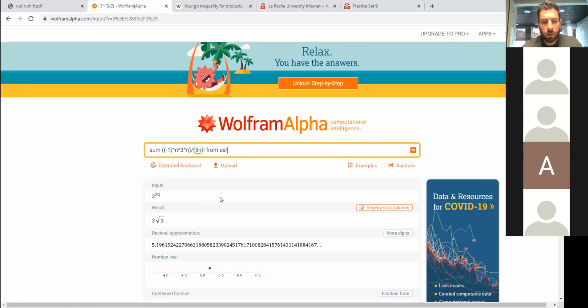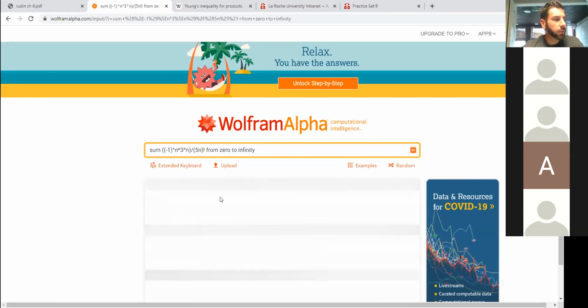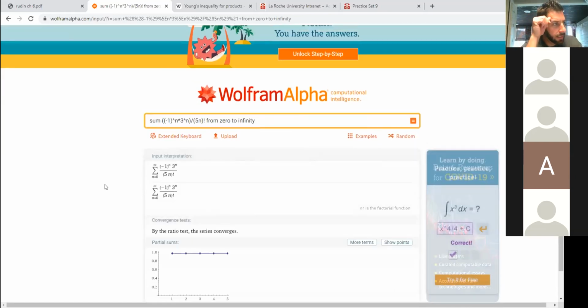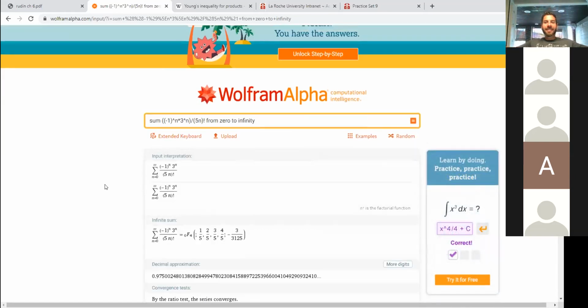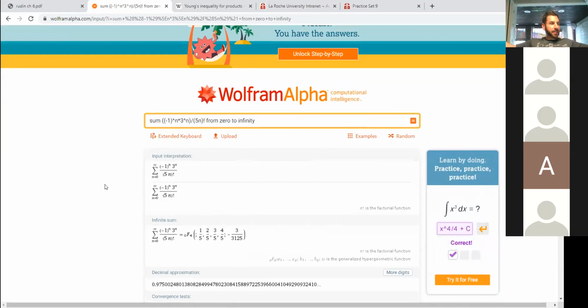From 0 to infinity. I bet you it says converges by the ratio test. That would be my guess. Yeah, look at that. What a time to be alive. Oh, it even tells you what the sum is if you have any idea what the hypergeometric function is.